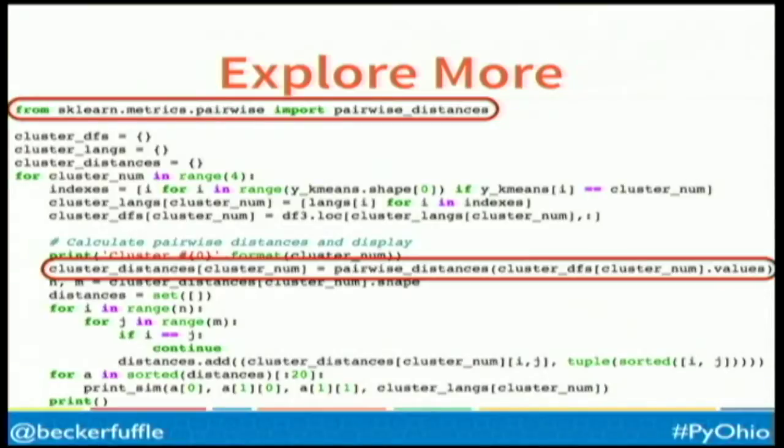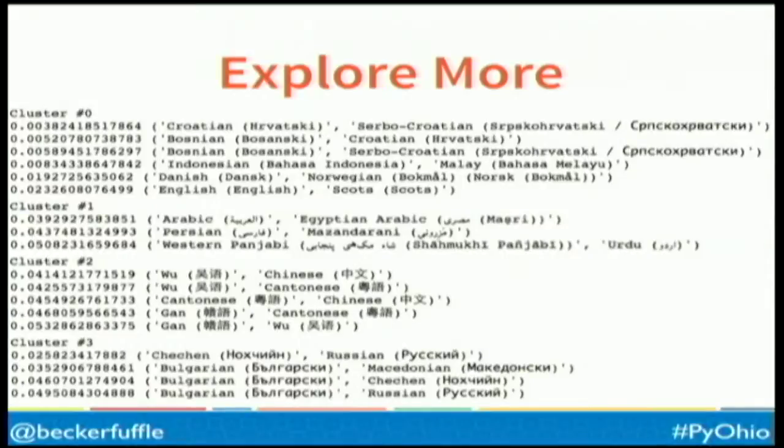And so another way that we can explore this data is by using the pairwise distances function that's built into scikit-learn. We can use this to find which languages are most similar. The function calculates the distance between each pair of points, and the smaller the distance, the more similar the points are. So, going through our clusters and printing out the distances, we can see that the most similar languages are in our first cluster.